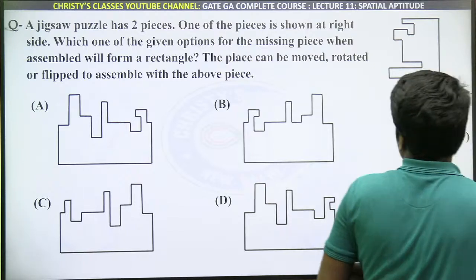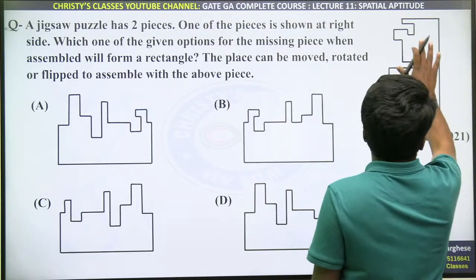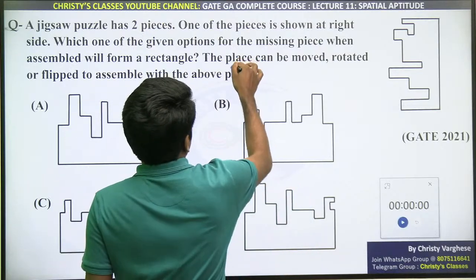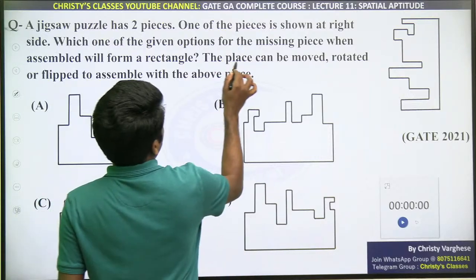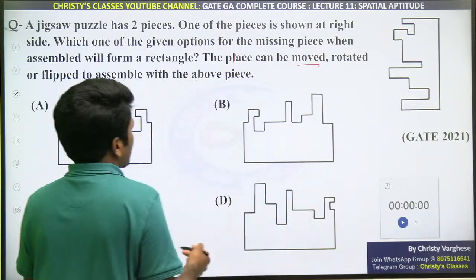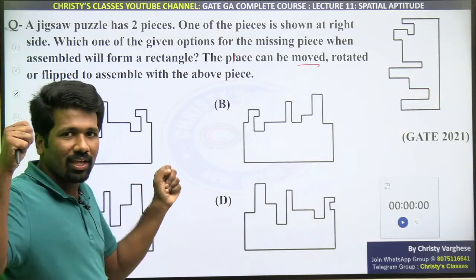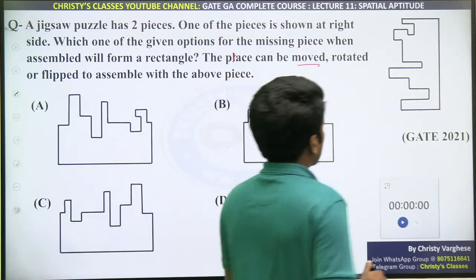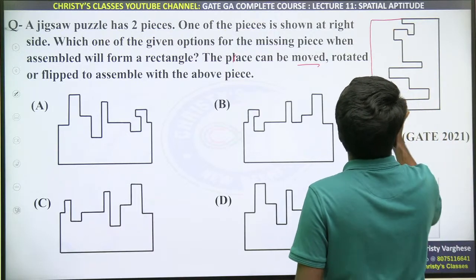Okay. So, look at this. The piece can be, it is not place, it is piece. Piece can be moved, that means translation is okay, rotation is okay, flipping is okay, but scaling is not okay. So flip to assemble the above piece. So as I told, you can actually first draw a complete rectangle.